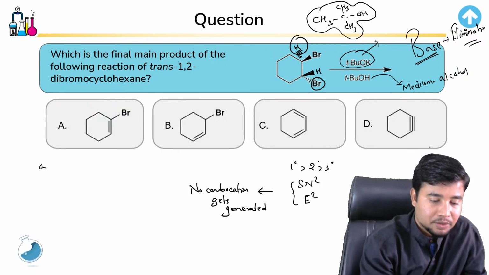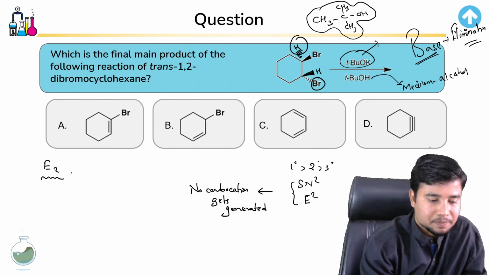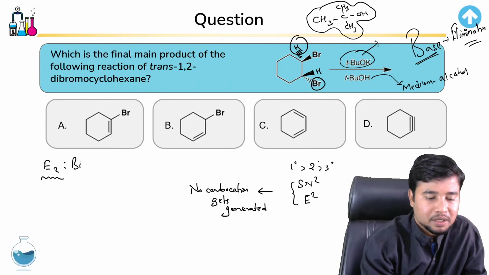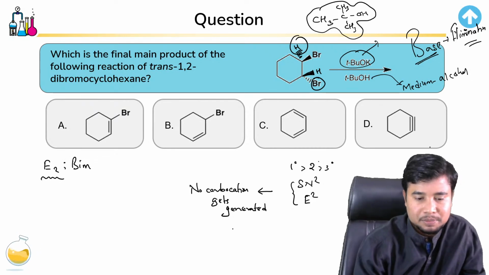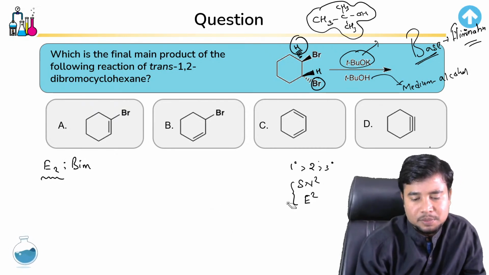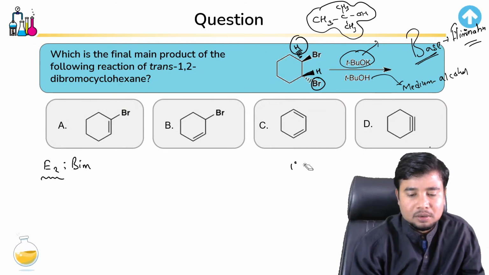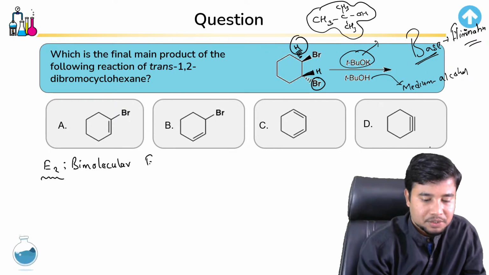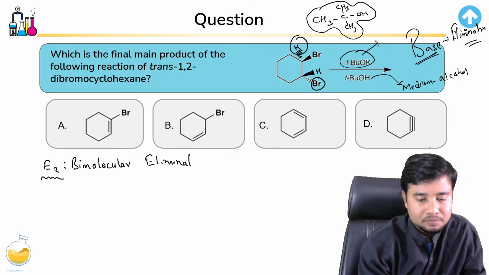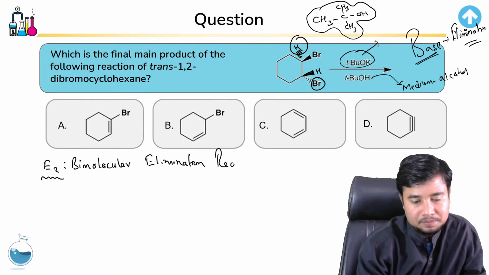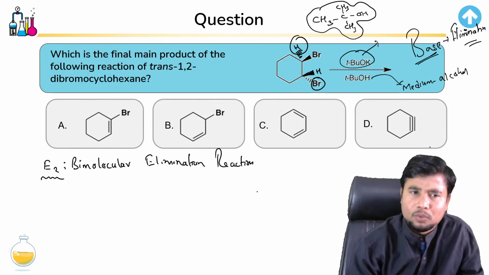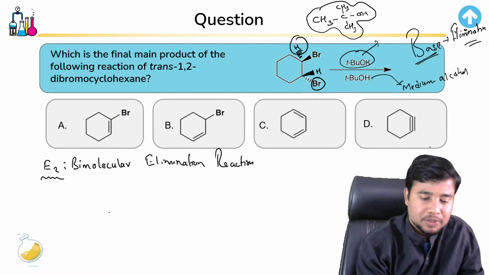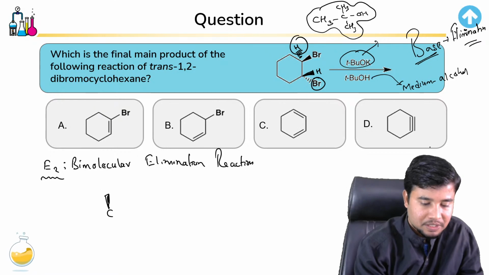So let me quickly tell you about the E2 mechanism. What is this E2 mechanism? It's the bimolecular elimination reaction or elimination mechanism. So just erase this part, as this part isn't that important. I'll tell you what is a bimolecular elimination reaction. If you want to understand it, you would need to see the situation that is needed in order to have this reaction happen.